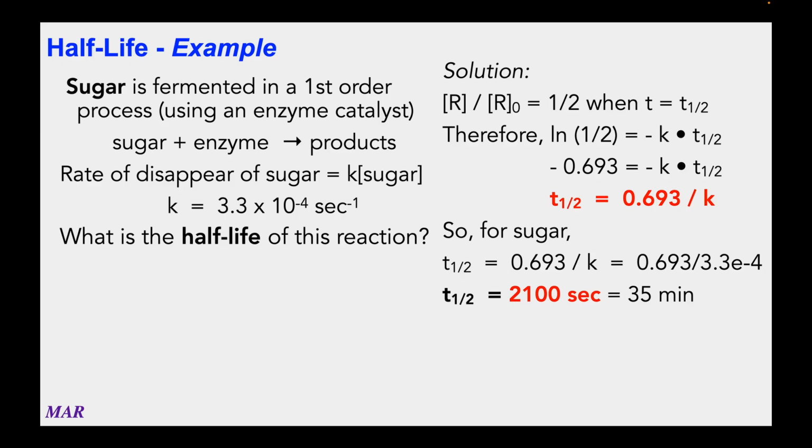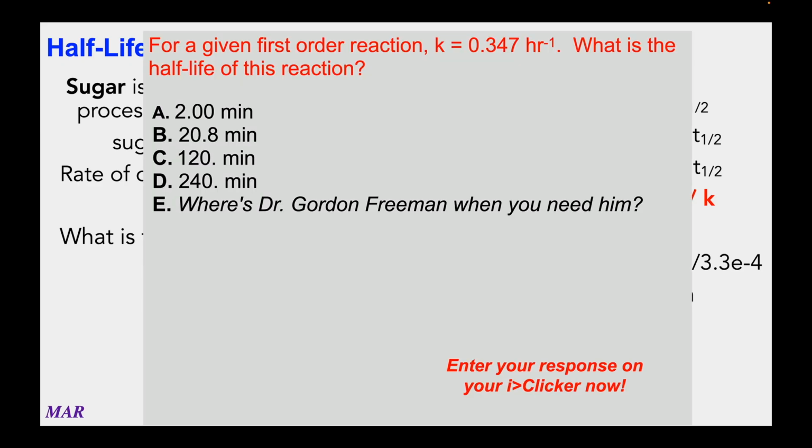So anyway, a couple of things about half-life. Half-life is time. All right, just like rate constant, it's going to be a positive value. You have to have the same units for K and half-life. So in this problem, K was in inverse seconds. That means half-life will be in regular seconds. All right, if the K would have been inverse minutes, half-life would have come out to be minutes, stuff like that. So here's another problem. For a given first-order reaction, K equals 0.347 inverse hour, what's the half-life of this reaction? So K equals 0.693 divided by half-life, or half-life will be 0.693 divided by the 0.347 K value.